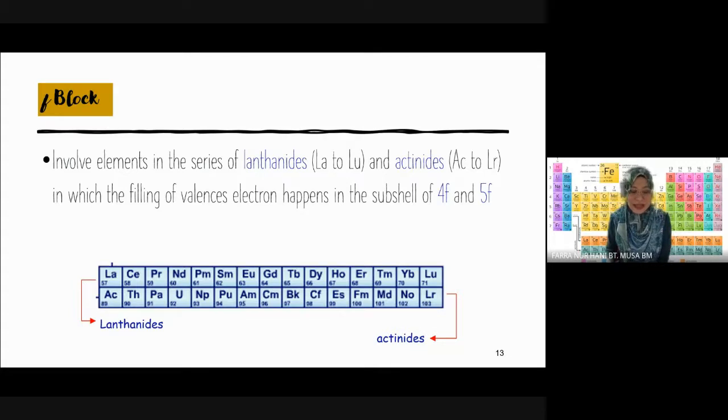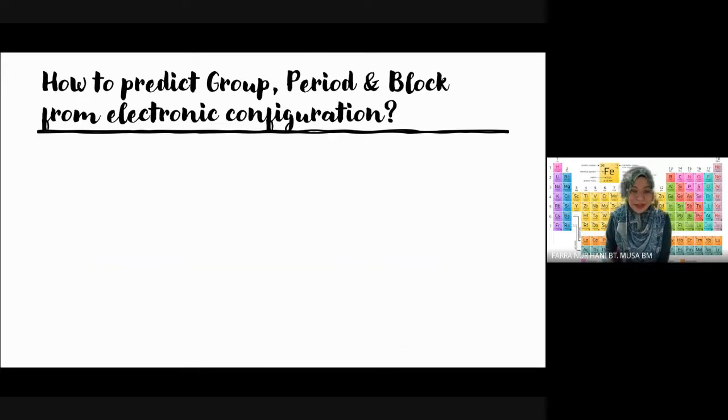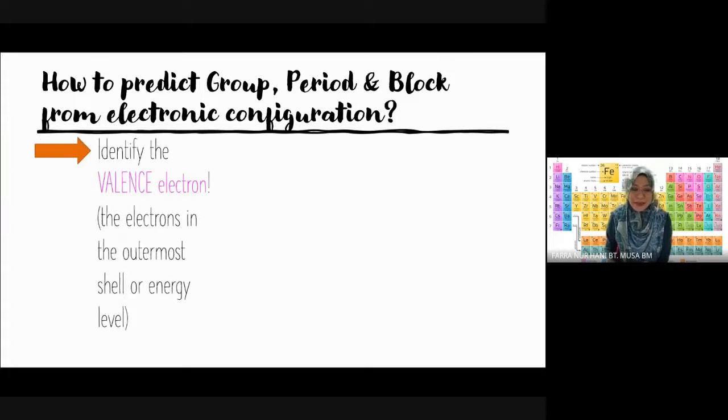So F block is the lanthanides and actinides family. Okay, the ones at the very bottom earlier. Okay, they are all in subshell 4f and 5f. Okay, just know that and that's enough. Okay, so my conclusion is how to predict period, group and block from electronic configuration. You have to identify the valence electron. You must know which one is the valence electron. So very important. Okay. So as you know, valence electron is the outermost shell or outermost energy level.